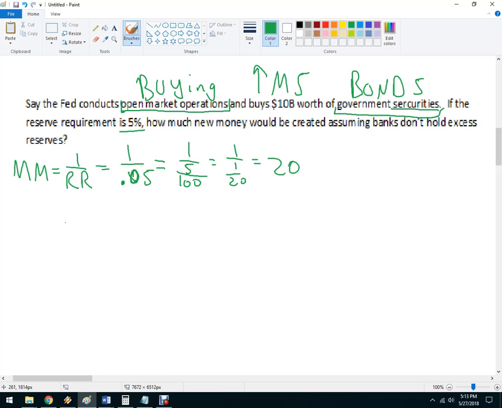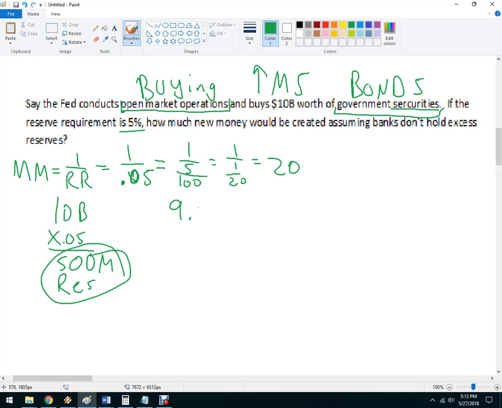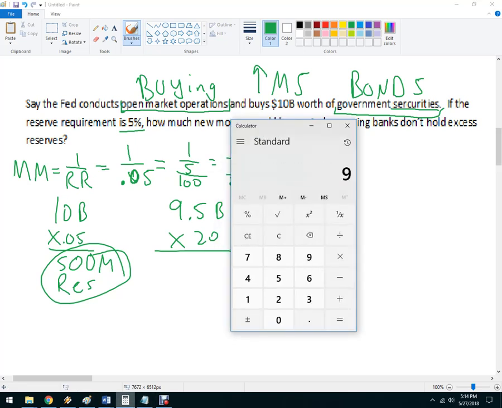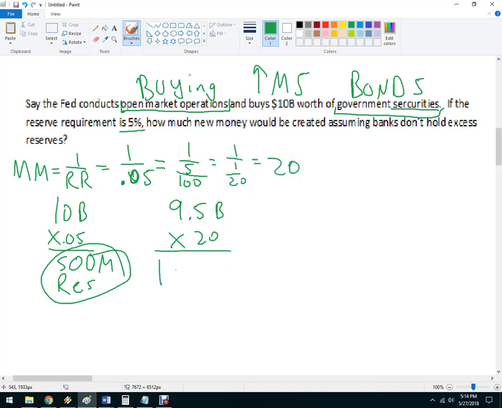And so it's 10 billion times 0.05, which is 0.5 billion or 500 million. This is the amount that gets reserved, so that doesn't get multiplied. So it's 9.5 billion times 20. Let me make sure I get the right answer here. 9.5 times 20 is $190 billion. So $190 billion in new money just got created based on this open market operations.